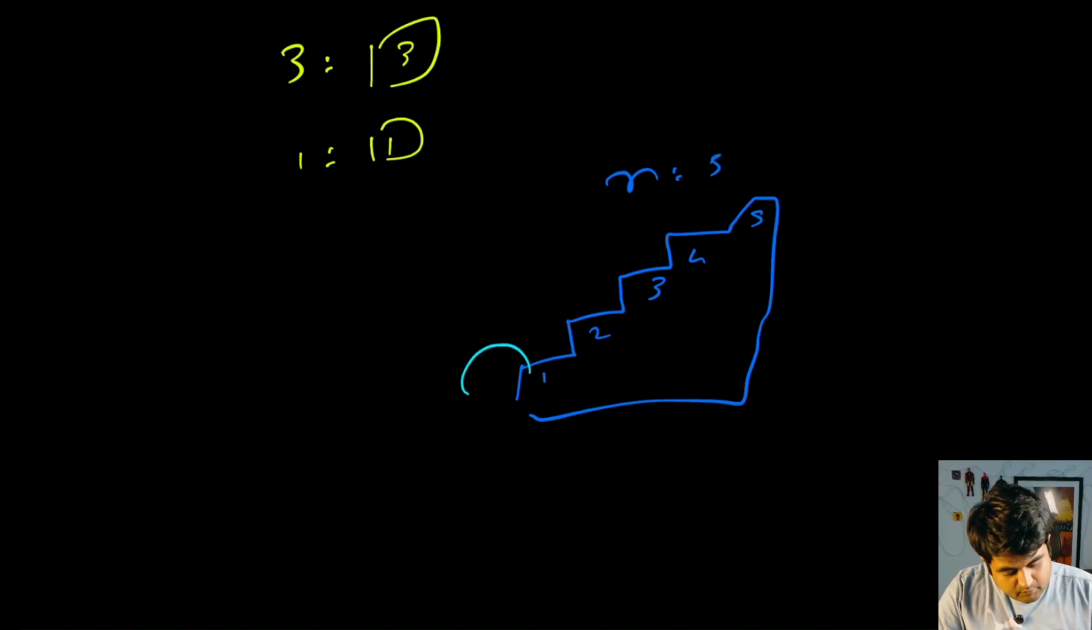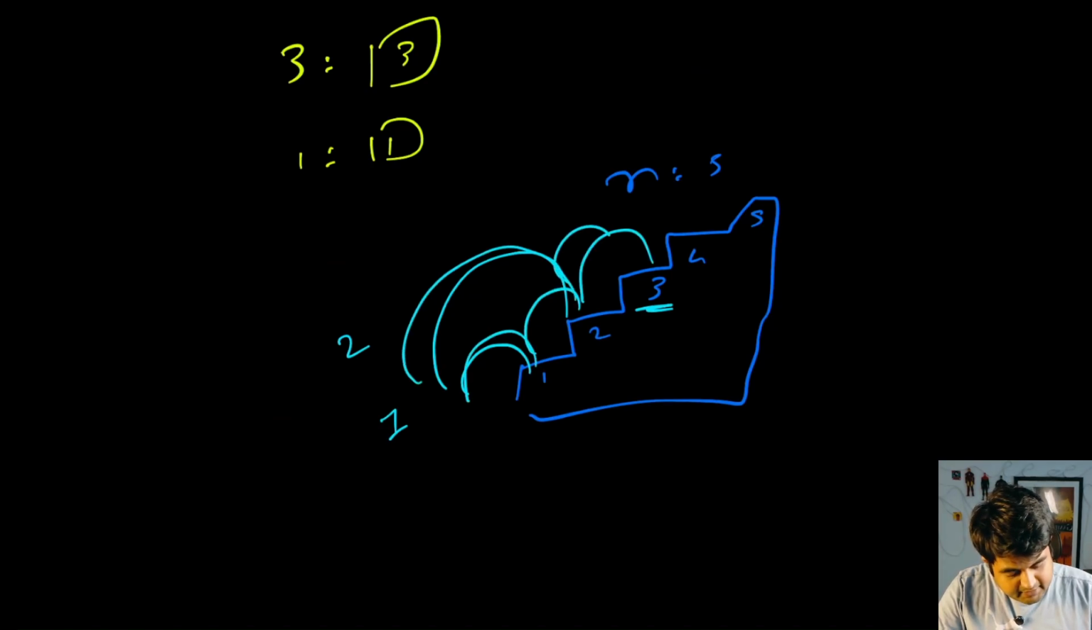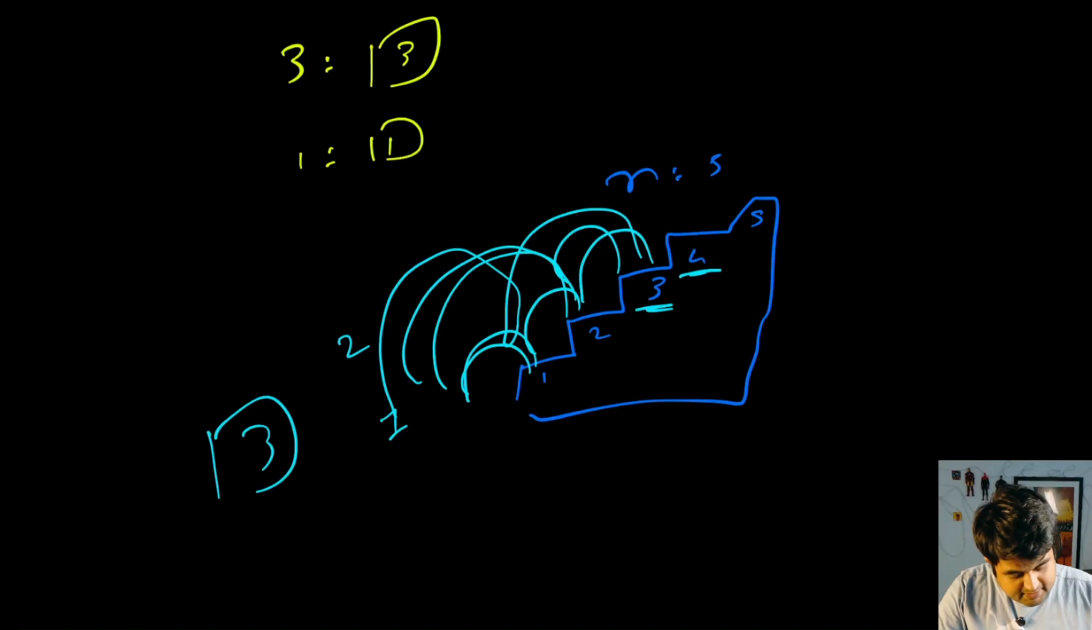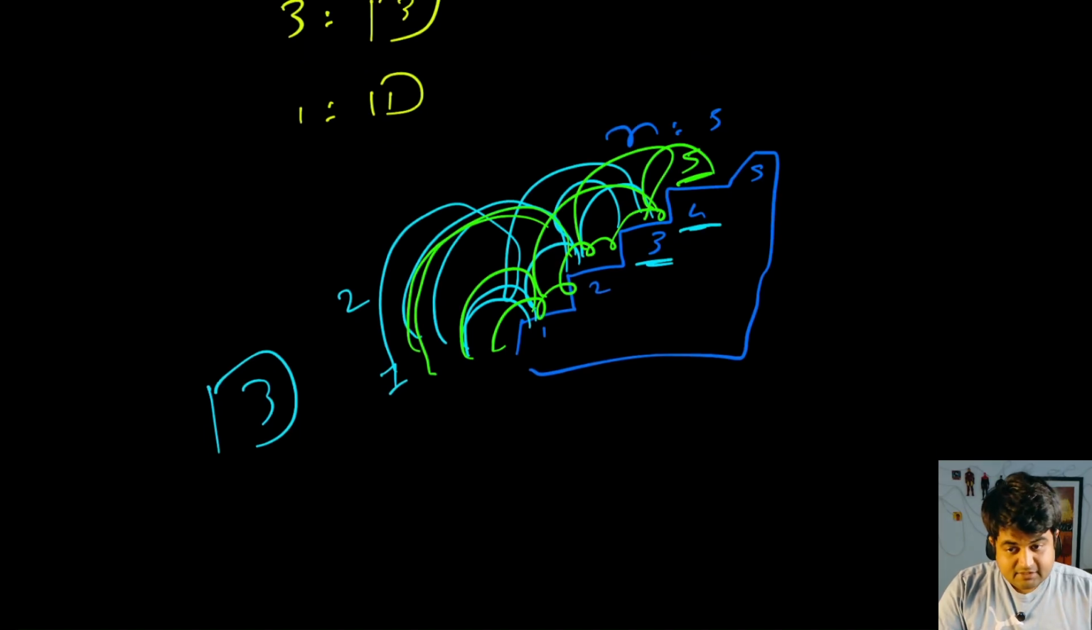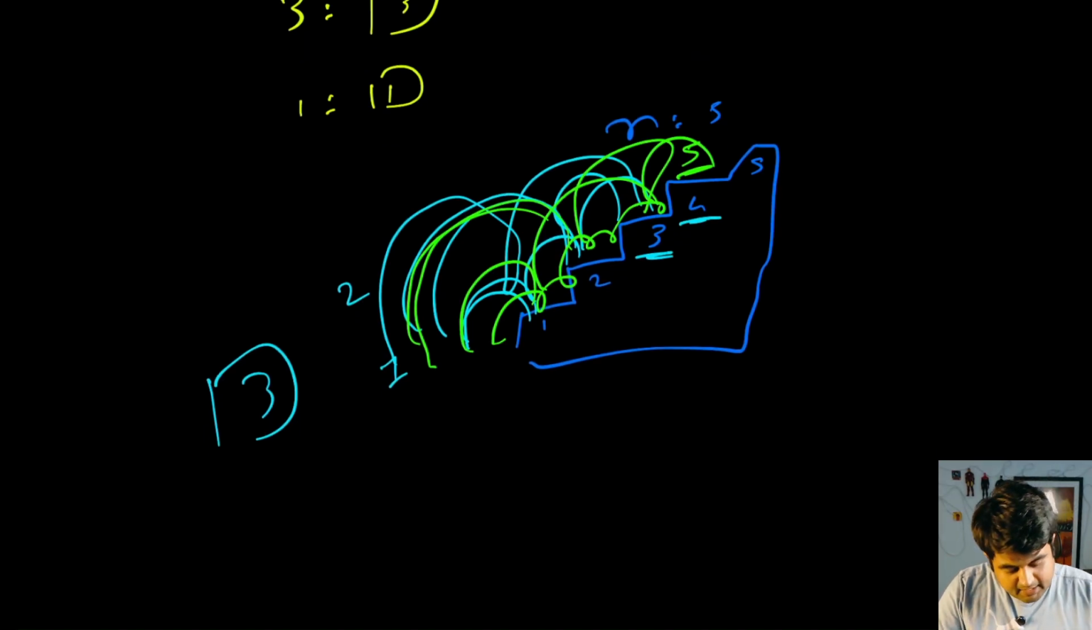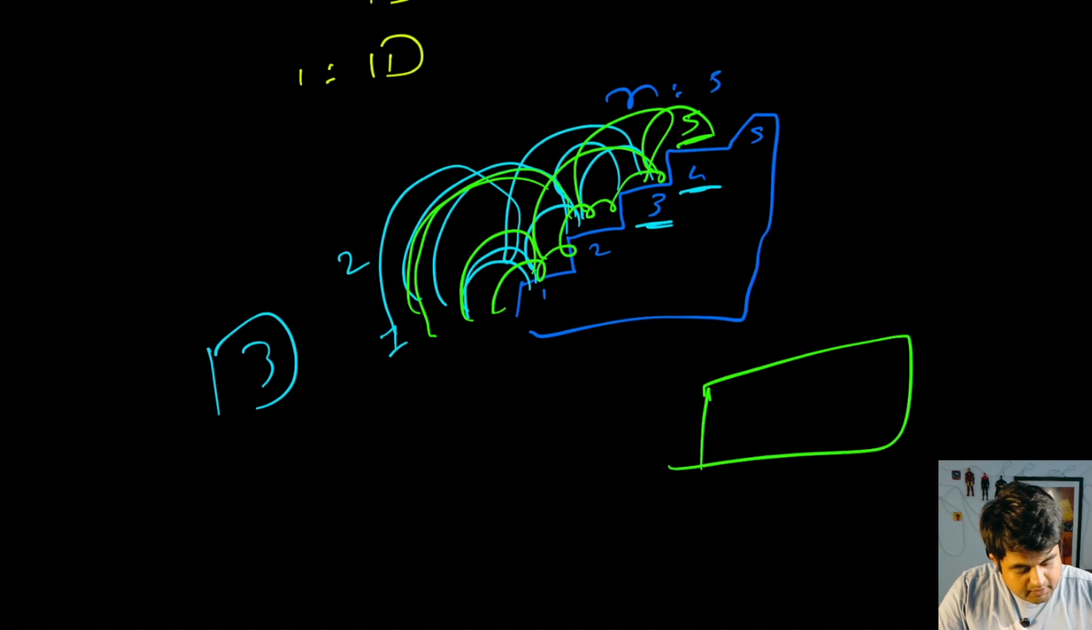So for stair number 1, we only have one option. For stair number 2, we have two options. In order to climb to stair number 3, we have one option like this, a second option like this, and a third option like this. Okay, so we currently have three options. For stair number 4, same way, we have in total 5 options, and so on and so forth.